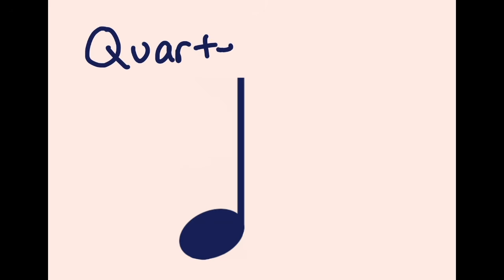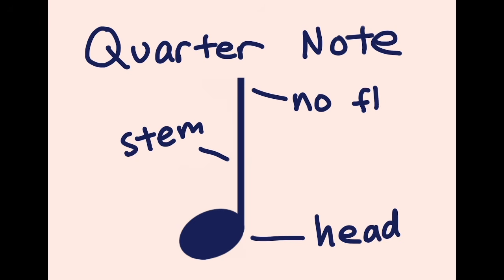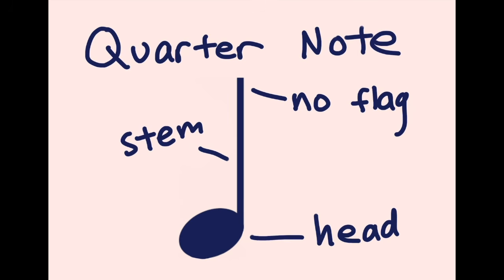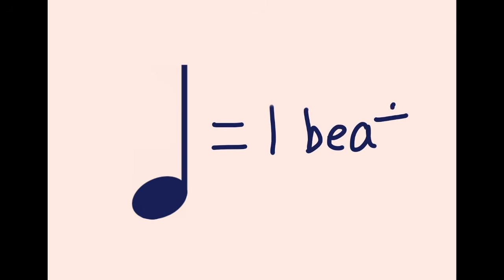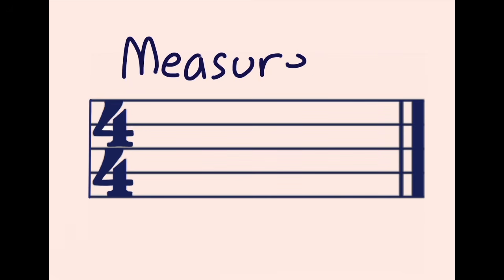The first note we'll be learning about is a quarter note. The note head, which is the circular part here, is filled in and there's no flag at the top of the stem. The note value of a quarter note is 1 beat in a measure with a time signature of 4/4. A measure is a short phrase in a music piece.